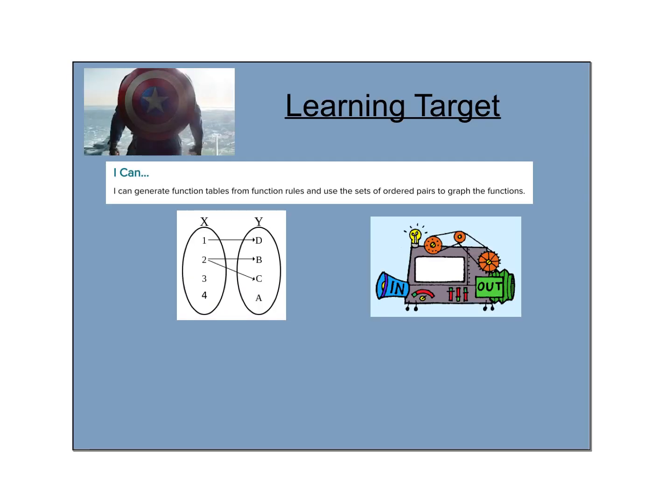All right, so our learning target for today for lesson 5.2 is, can you generate function tables from a function rule and then use a set of ordered pairs to actually graph a function? So today, you're going to make a function table if I give you a function rule, and then tomorrow you'll probably be doing more of the graphing.